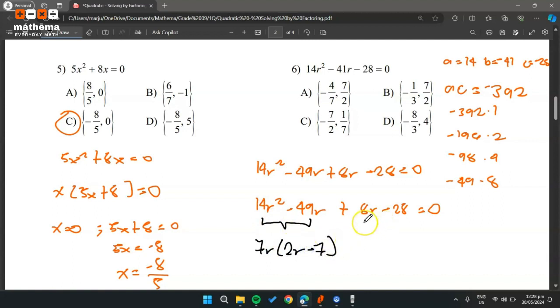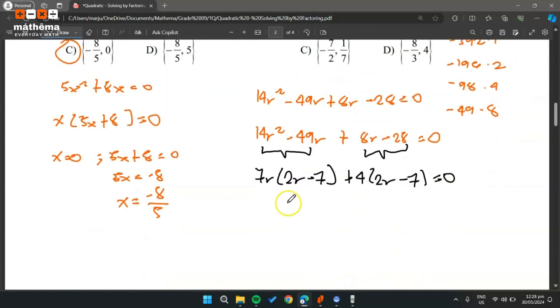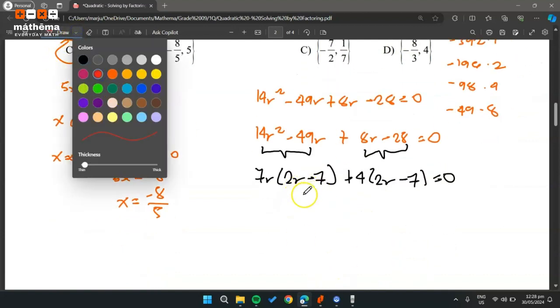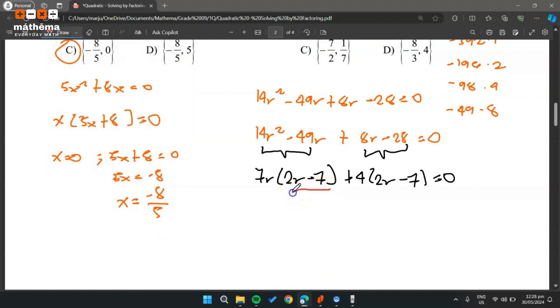And then the other one, what is common here? We actually have what? That is just 4, right? So we factor out plus 4. Then we do 2r minus 7 equals 0. So we have now this form. So we have a common of 2r minus 7, 2r minus 7. So we'll do 2r minus 7 times 7r plus 4. Again, this is equal to 0.